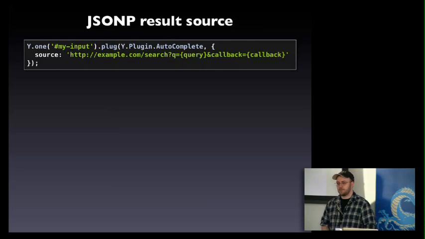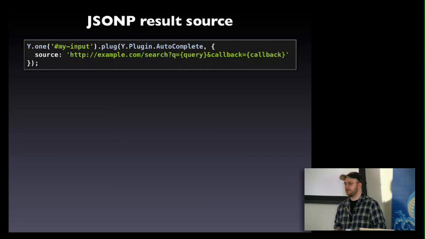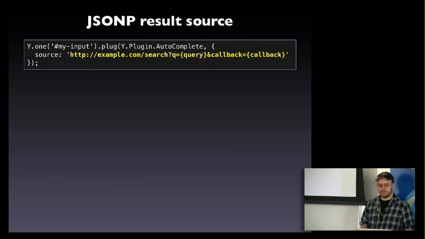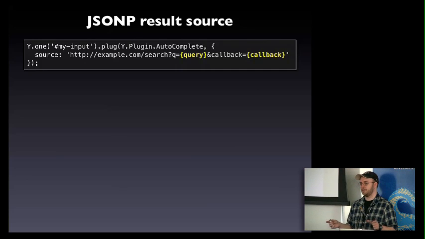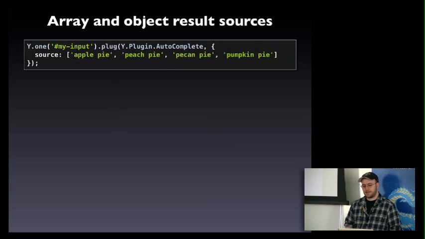So that was a YQL result source. I can also provide a JSONP URL with a couple of placeholders. So in this case, instead of a YQL query, I've got an actual URL. It's got this query placeholder and a callback placeholder in the URL. AutoComplete will fill those in on each query with the current query and a callback function that's going to handle the response. And then it'll go out and make JSONP requests. And as long as your results come back in the form of an array, you don't have to do any extra work. This is going to work for you. So there's a lot of stuff you can do with that.